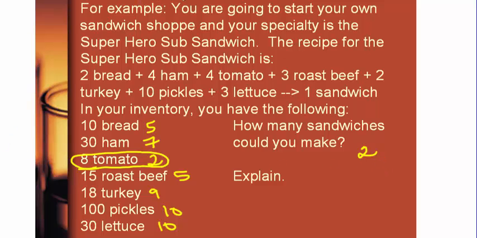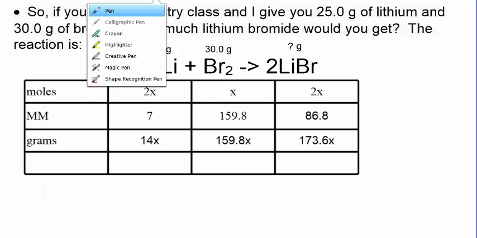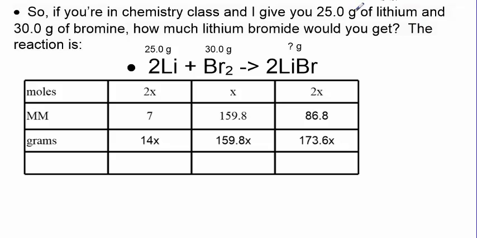So let's look at what this looks like in a chemical reaction. If you're in chemistry class, and I give you 25 grams of lithium, which won't ever happen, that's way too reactive, they won't even let me have it, and 30 grams of bromine, how much lithium bromide would I get? And here's our reaction. Now, how much means grams, so make sure you're looking for grams here.